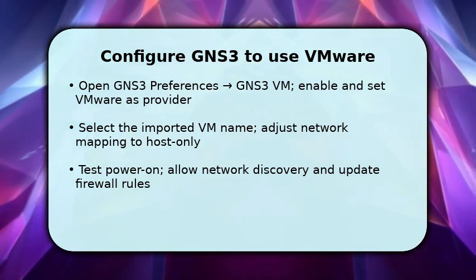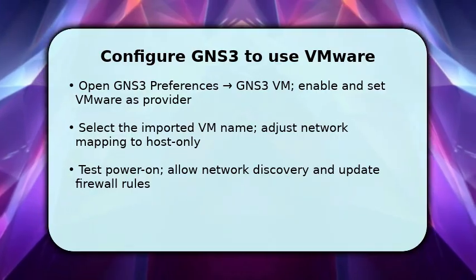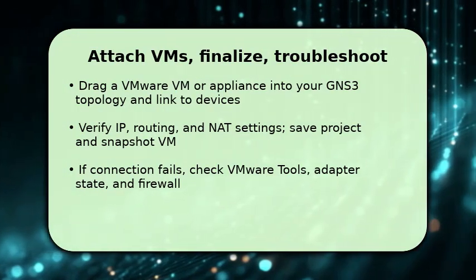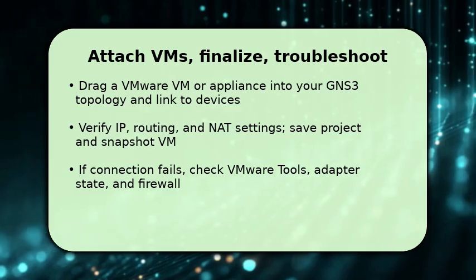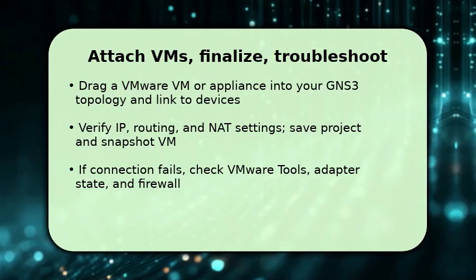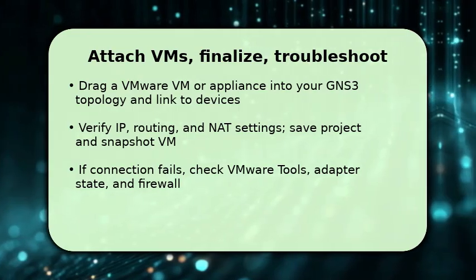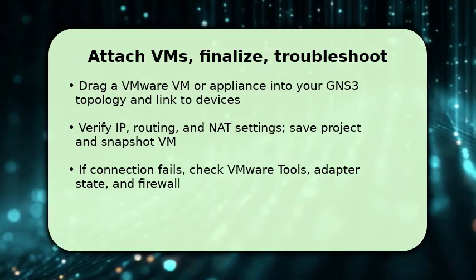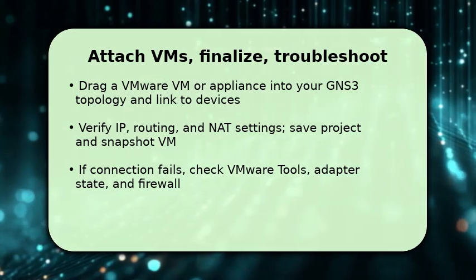Finally, drag your VMware VM into the GNS3 topology and connect interfaces to routers, switches, or clouds. You should assign IPs and verify routing or NAT so traffic flows. Save your project and snapshot the VM for quick rollback. Make sure VMware Tools is installed inside the guest for better networking.